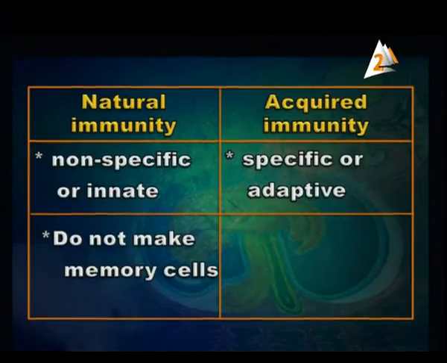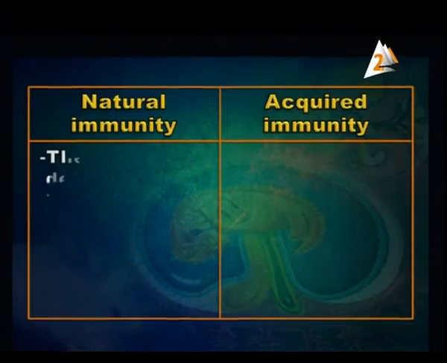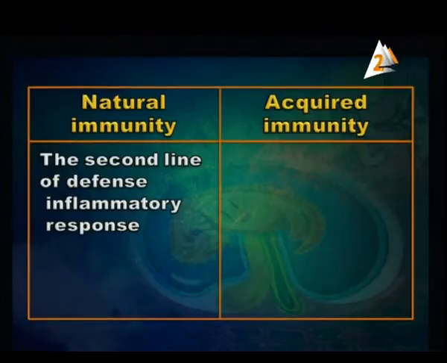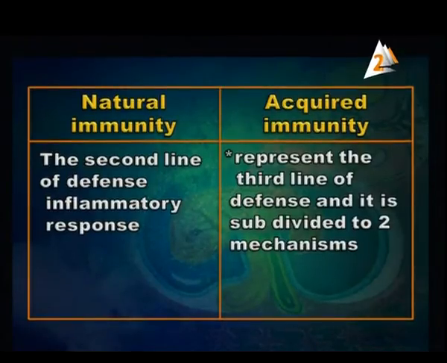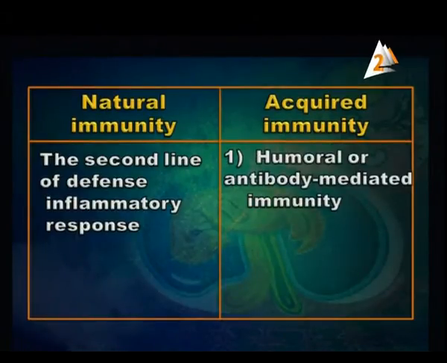Natural immunity does not make memory cells. Acquired immunity forms memory cells. The first line of defense includes the skin, mucus, tears, sweat, and hydrochloric acid secreted by the stomach. The second line of defense is the inflammatory response. The third line of defense is subdivided into two mechanisms: humoral or antibody-mediated immunity, and cellular or cell-mediated immunity.